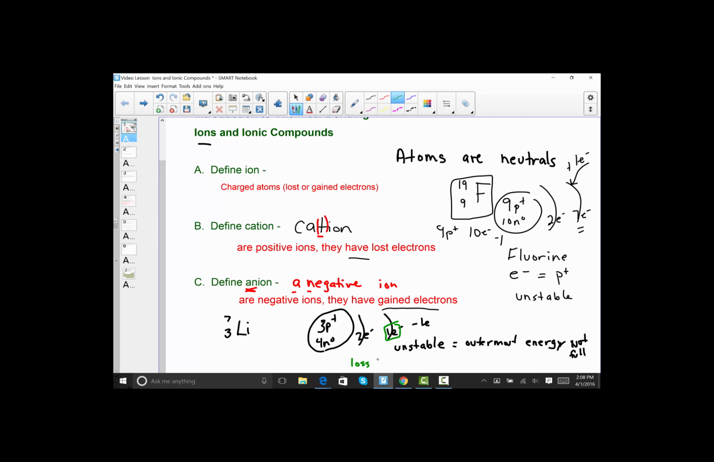So if you lost 1 electron, I still have 3 positive protons, but now I only have 2 negative electrons. The resulting charge is a +1. When lithium forms an ion, it forms a cation by losing an electron. When fluorine forms an ion, it does so by gaining electrons, and when you gain electrons, you form an anion. Loss of electron, positive; gain of electron, negative.